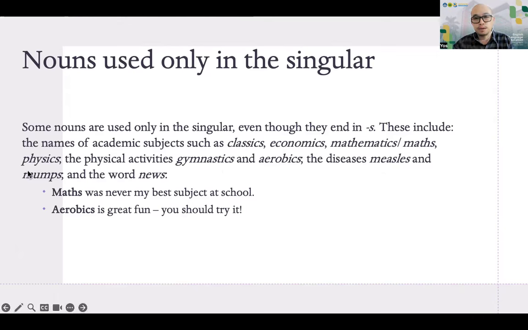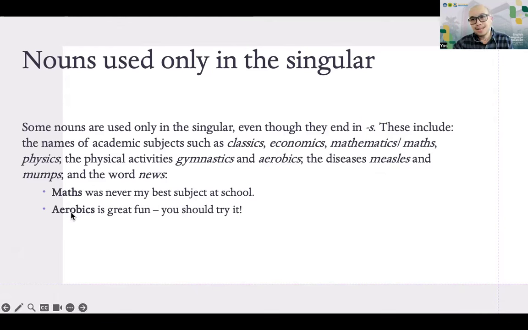For example, the word mathematics, maths, is used as singular in the sentence: Maths was never my best subject at school. We do not say maths were never my best subject at school, but we say maths was never my best subject at school, because we treat this word as singular.